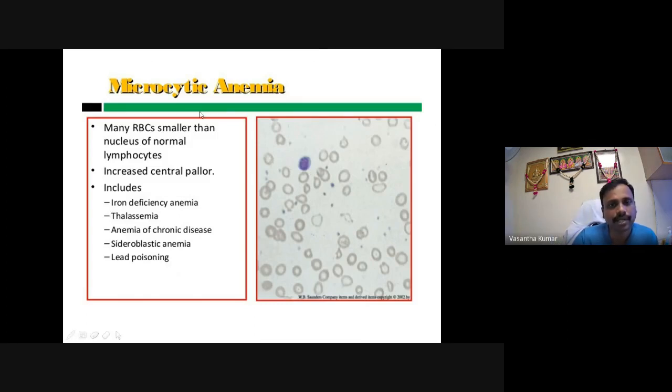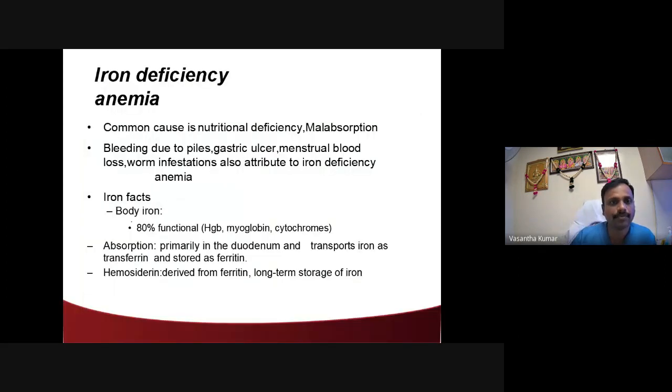So this is the microcytic anemia. Many RBCs are smaller than the nucleus of a normal lymphocyte. There is an increased central pallor. You can appreciate that the chromicity has been lost. The mnemonic is TICS: thalassemia, iron deficiency, anemia of chronic disease, and sideroblastic anemia. Next we'll see about iron deficiency anemia.